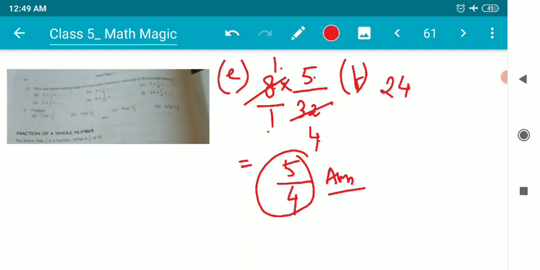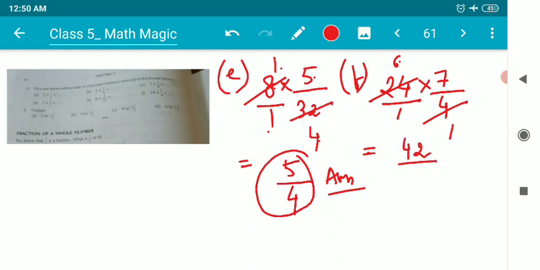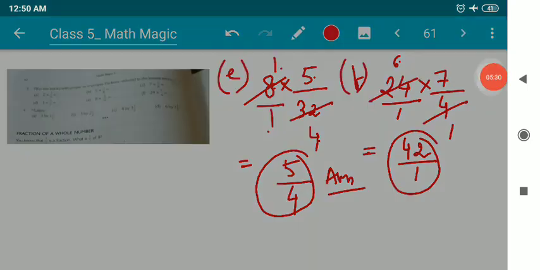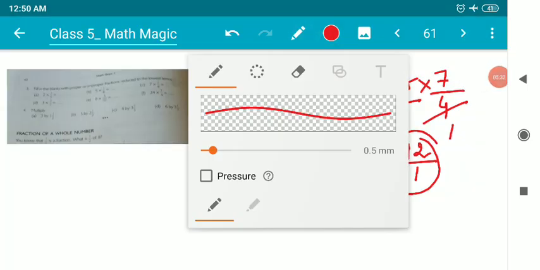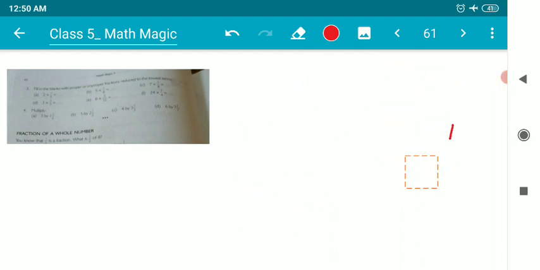24 into 7 by 4. 24 can be expressed as 24 by 1. If there is nothing in the denominator, it means 1. Here we can see 24 and 4 can be reduced with a common factor 4 itself. 4 dividing 4, the answer is 1. 4 dividing 24, the answer is 6. So finally what we have got is 6 and 7 in the place of the numerator. 6 7s are 42. It's 42 by 1. I believe it's absolutely clear. Question number 4 has exactly the same pattern, children.